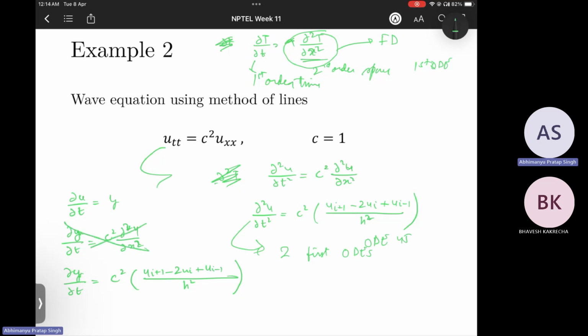Okay, so now we got from here to here. So now we have this as one equation and this as the second equation. So now we can use ODE45. We have got two sets of ODEs.